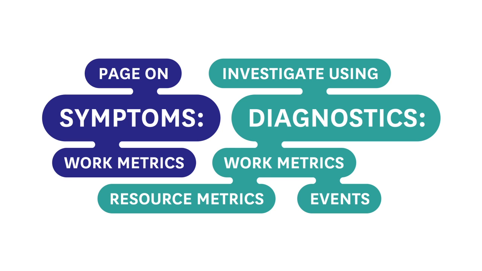Now, that's 3 different buckets. What do you focus on? Well, we think you should focus on those work metrics. Those are the most important things. You should page or alert on those work metrics. Everything else just helps you tell the story, helps you understand what's going on. So you should investigate using everything else. You should investigate using the other work metrics and the resource metrics and the events. Use all those things to figure out what just happened.